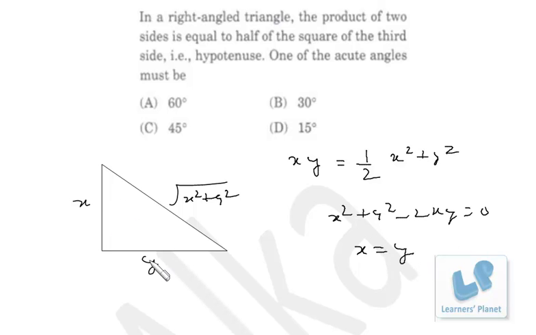That means both the sides are equal. Now this angle is 90 degree, and if both the sides are equal, then both the angles should be same, that is 45 degree. Right? Pretty simple. Can be done in just 40 to 50 seconds.